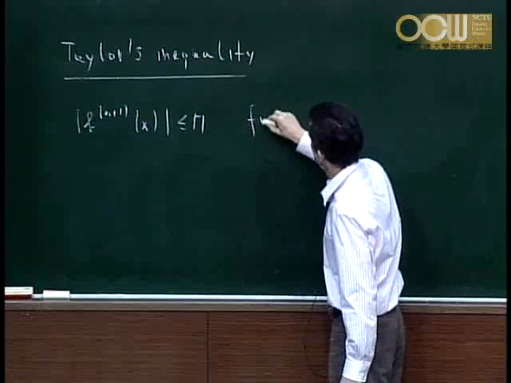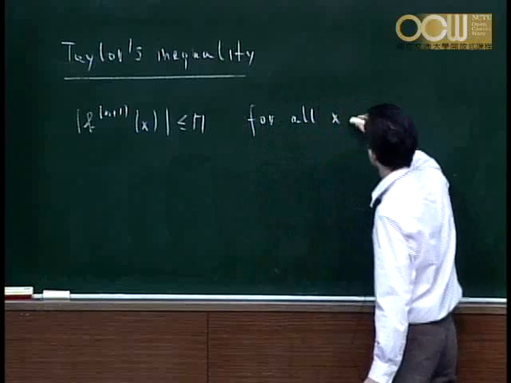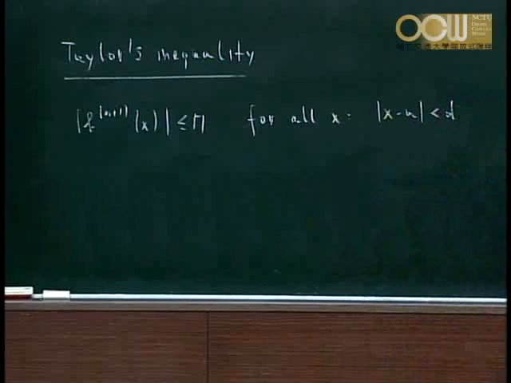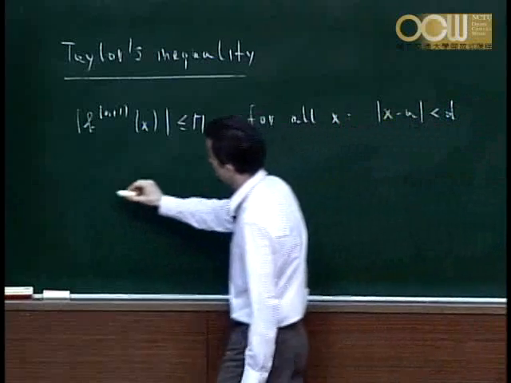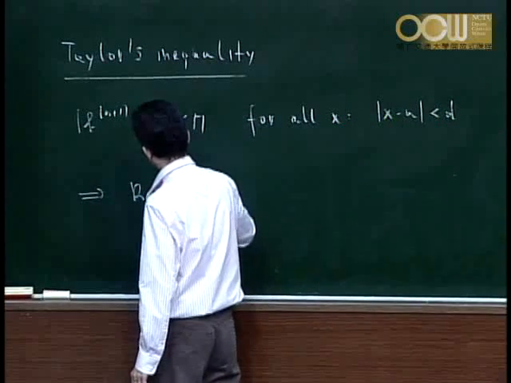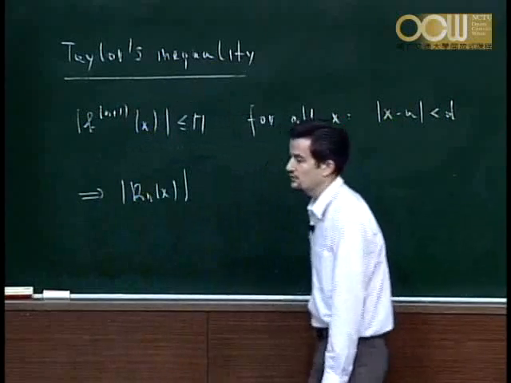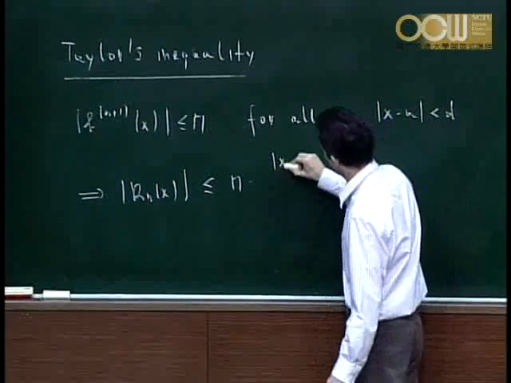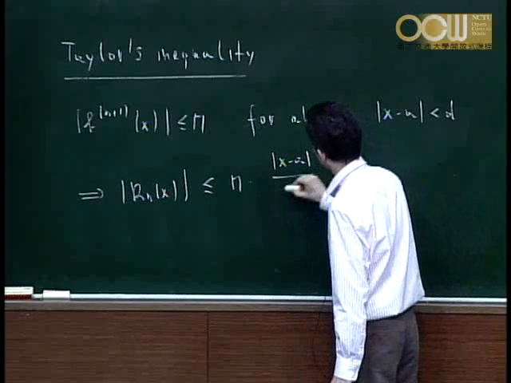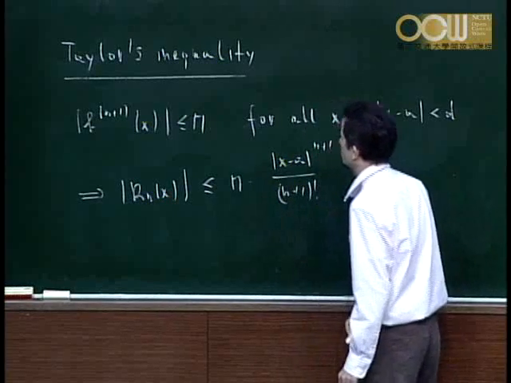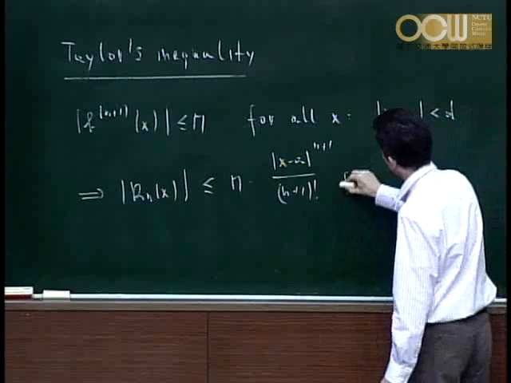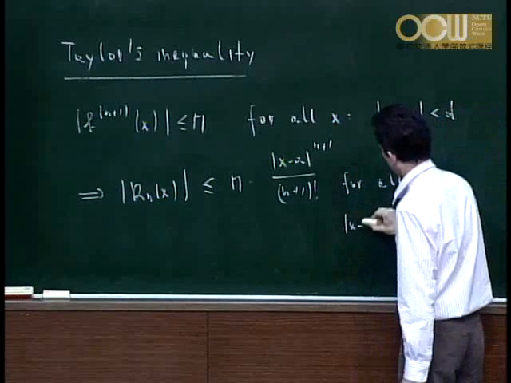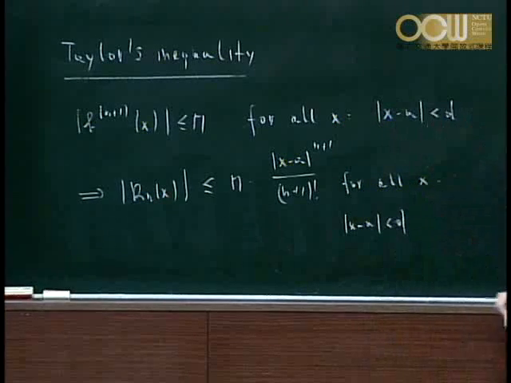So for all x with absolute value of x minus a smaller than, let's say, some d. If you have something like this, then the error can be bounded by this constant M times the absolute value of x minus a to the n plus 1 over n plus 1 factorial. And this estimate will be true as well for all x satisfying absolute value of x minus a smaller than d on this domain here.